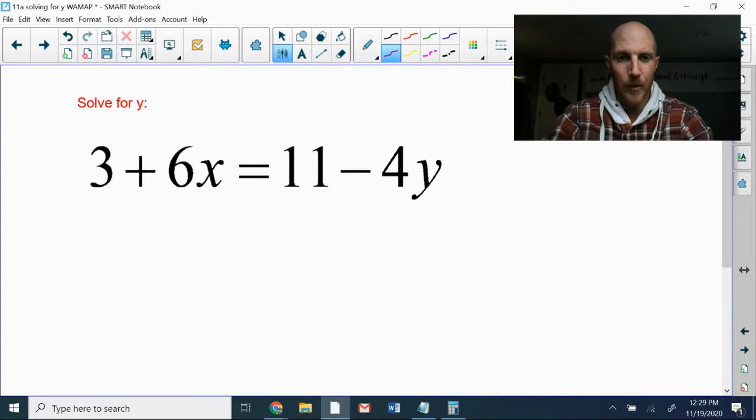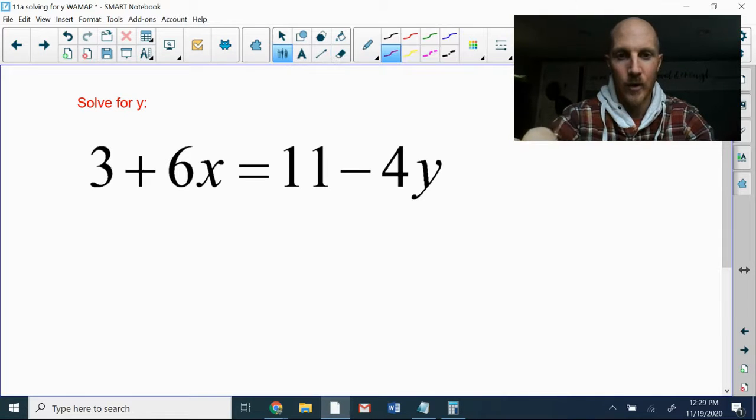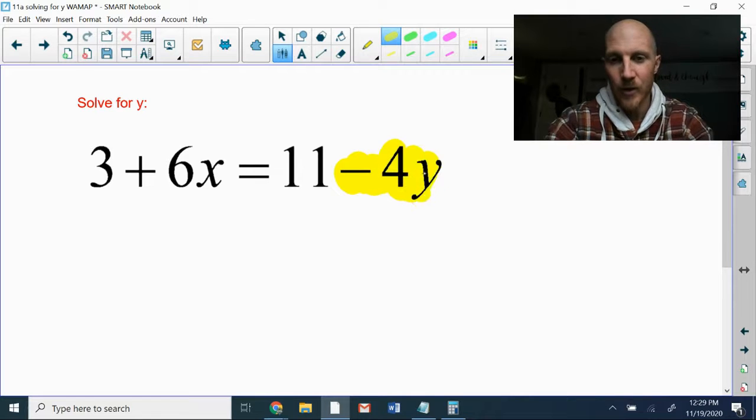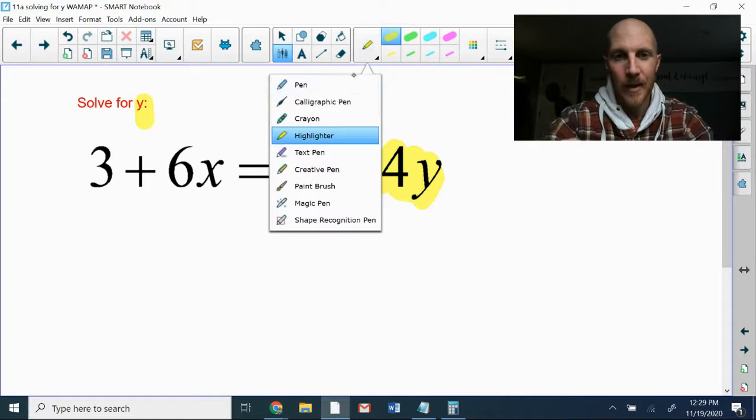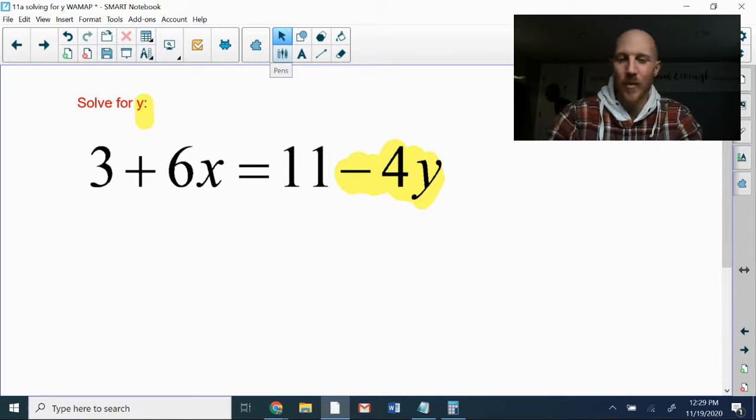So we got a little bit more stuff going on here. I noticed this time that the x is on the right-hand side, and in addition to that, it is a negative number. Okay, I don't really like to have negative numbers. Also, as it turns out, I don't really like having my y's on the right-hand side of the equal sign.